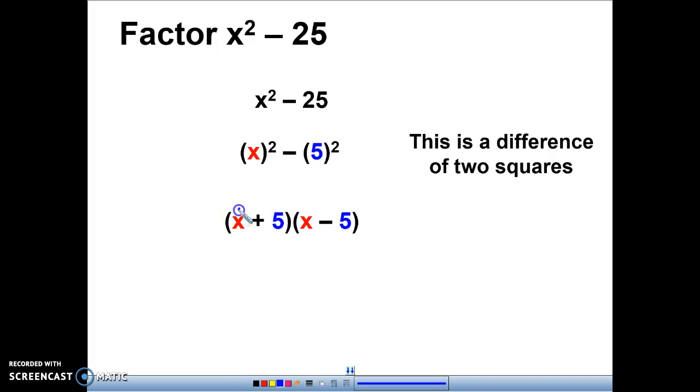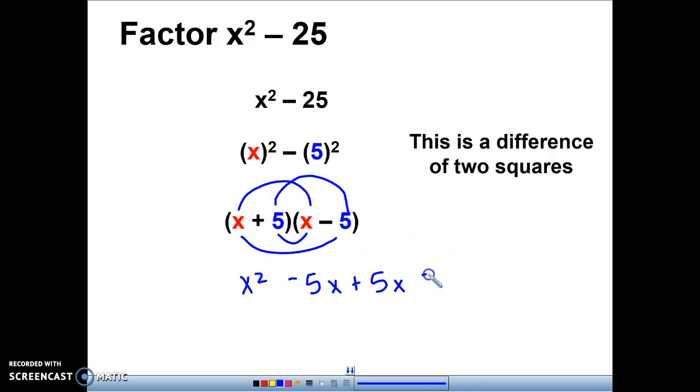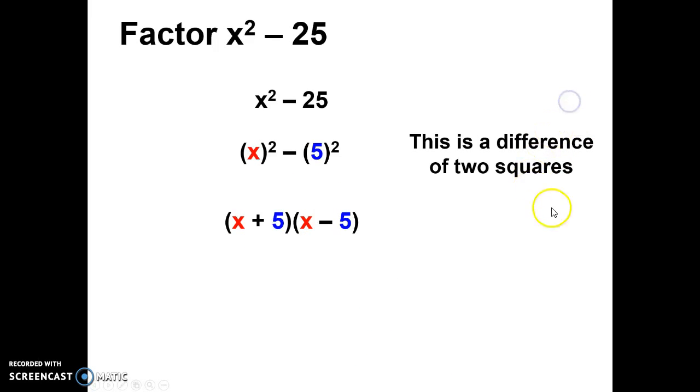Now double check with FOIL. This gives you x squared. Outsides gives you negative 5x. Insides gives you plus 5x. Last two terms is negative 25. In CPM4, Module 2, we learned that conjugates create two terms that cancel each other out. They create a zero pair. And you're left with x squared minus 25. Okay? That's difference of two squares. And you've got to recognize this.